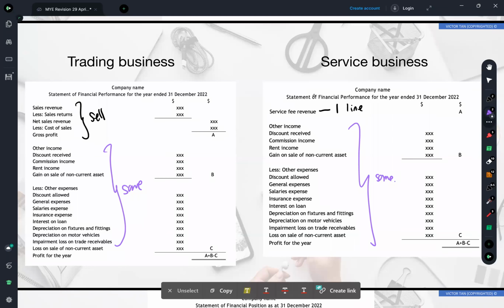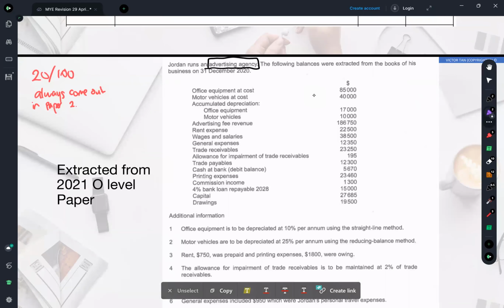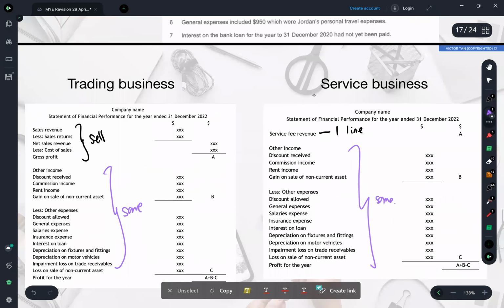Because in a trading business, you buy and sell stuff. You have a cost price, you have the selling price. So that's why you have more lines for the first few lines. Okay, so for this question, it's an advertising business. So advertising will be a service business. So it'll be under here.